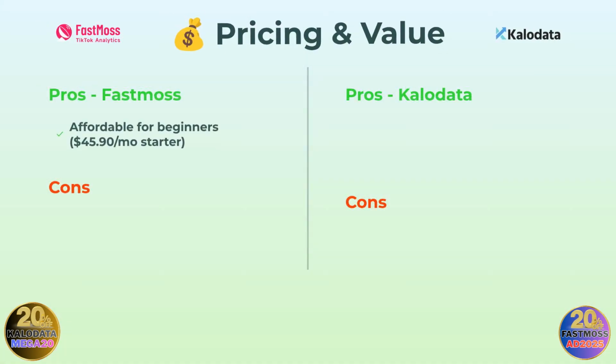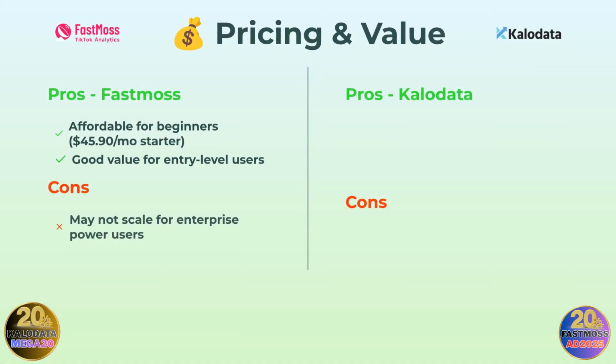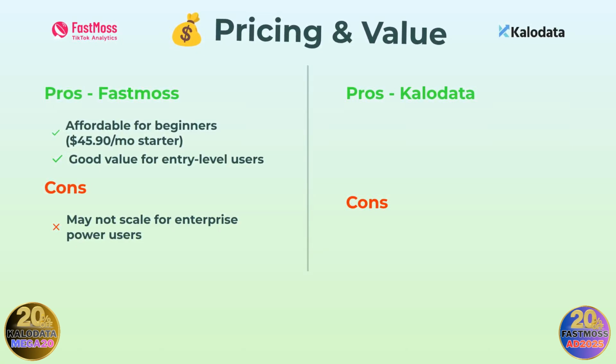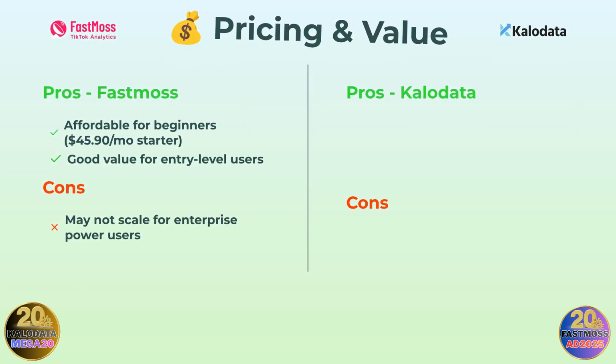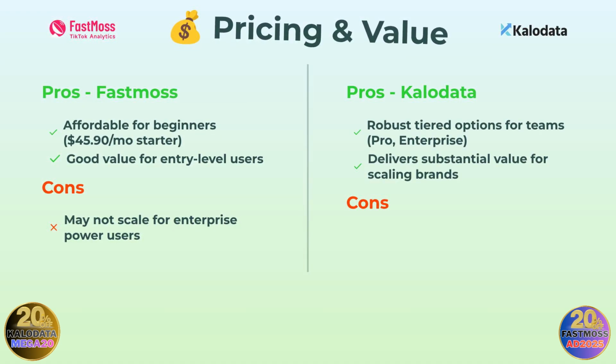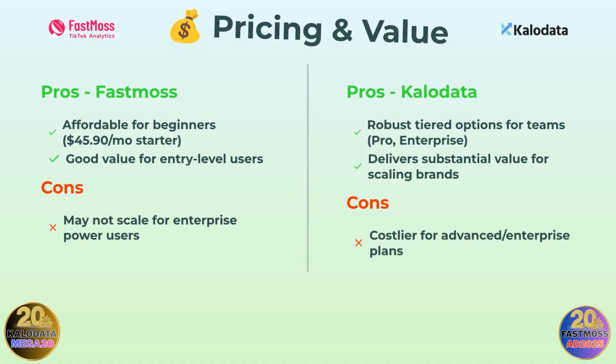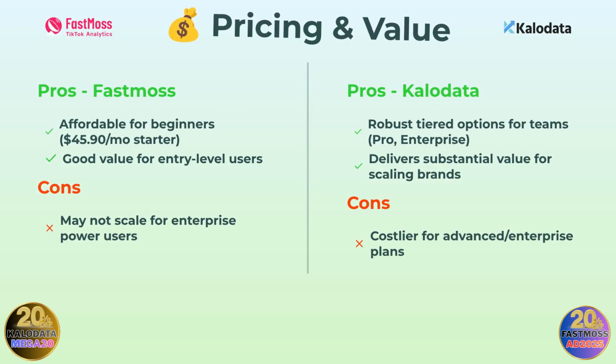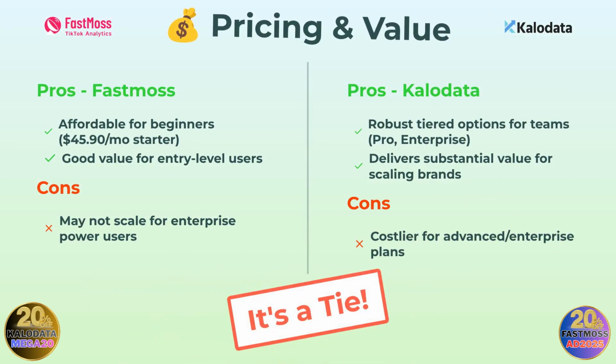All right, what about pricing? FastMoss is honestly pretty friendly if you're just starting out. It's like $46 a month for the basics. Great value if you're dipping your toes in. But if you've got a team or you're ready to scale big, Kalodata starts to look more attractive. There's a pro version, an enterprise option, loads of room to grow, but yeah, those plans get pricier, fast. So do you want cheap and cheerful, or are you ready to invest for bigger results? I think it's a draw, honestly. It just depends who you are.